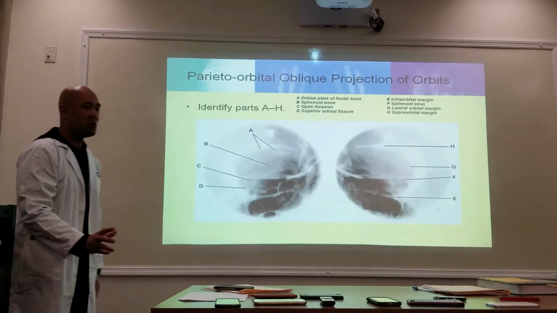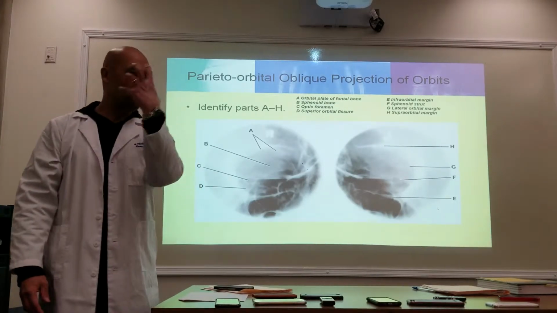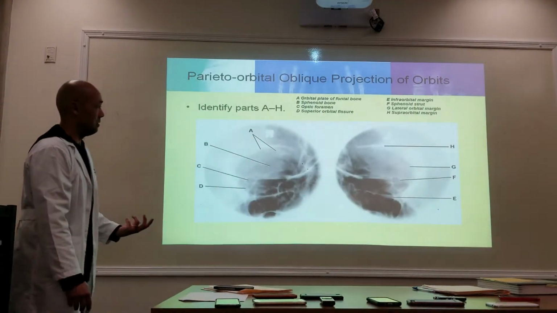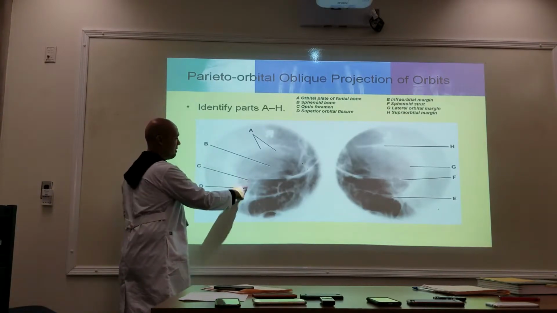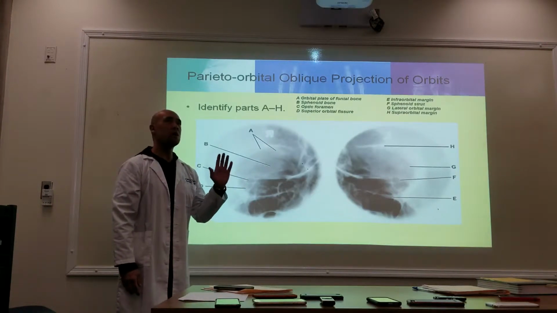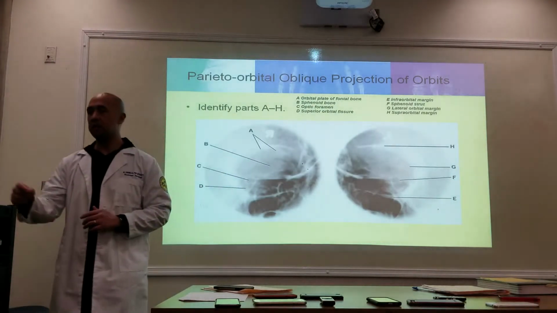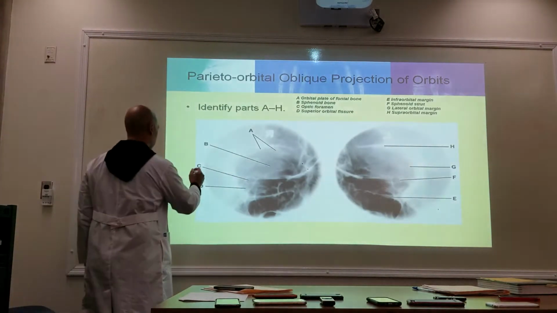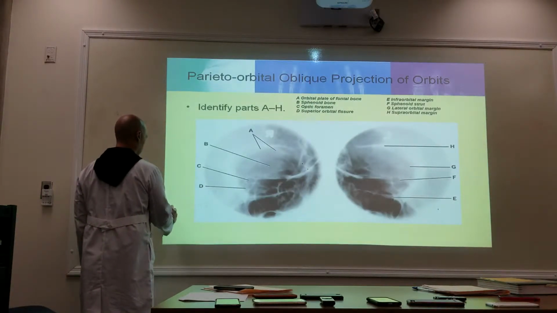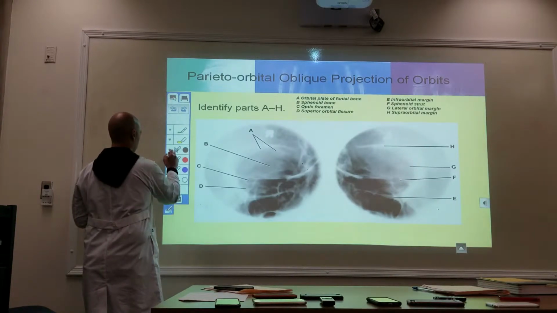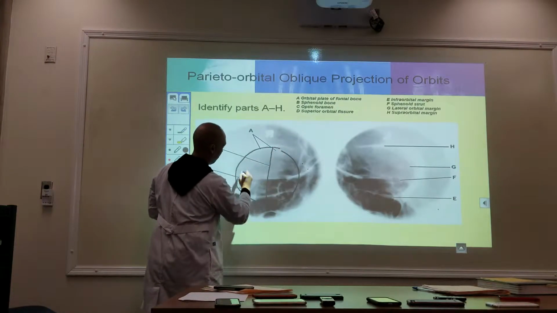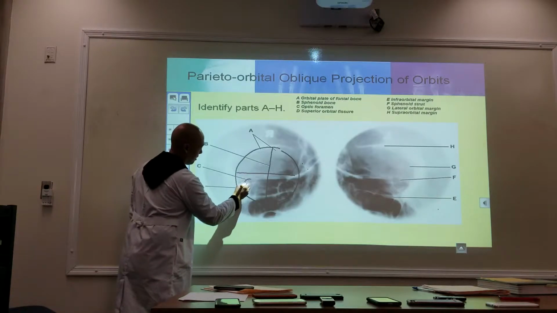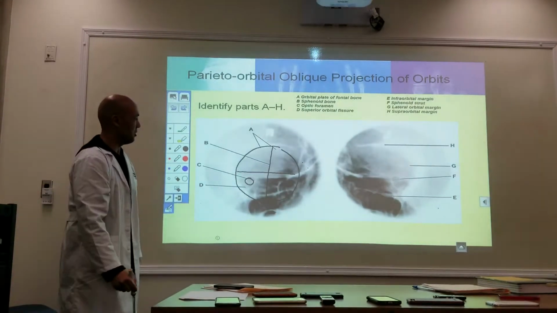We generally do orbits bilaterally, so we do one and then we do the other for comparison. But in a properly positioned optic foramen, this is going to be found in the lower outer quadrant. In other words, if we were to separate the orbit into four separate quadrants, so here's the orbit. If we divided it into four, it's going to be found in the lower outer quadrant.